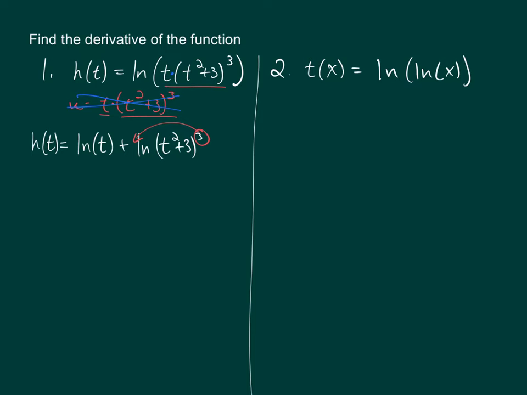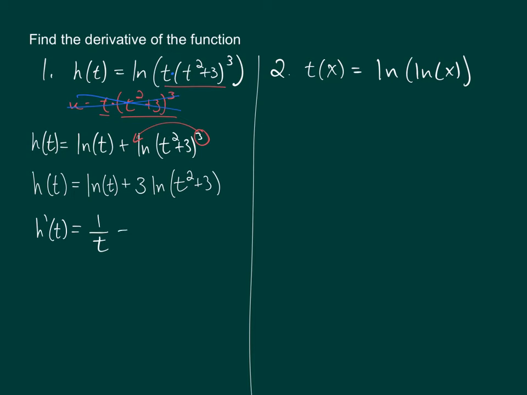With this information at hand, we can start finding the derivative. I just need to rewrite this function one more time, just like this. From here, we can take the derivative of the natural log of t, so h prime of t. That will give you 1 over t, which is very easy to compute. No chain rule, no product rule involved.